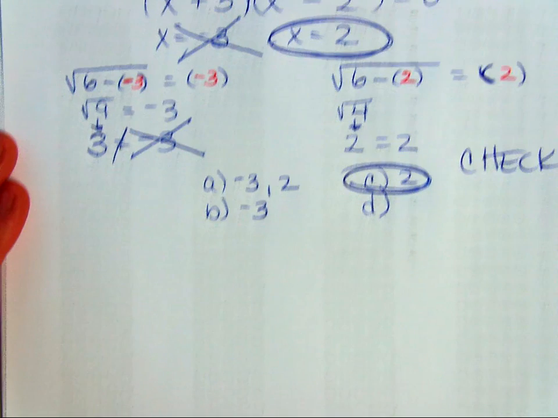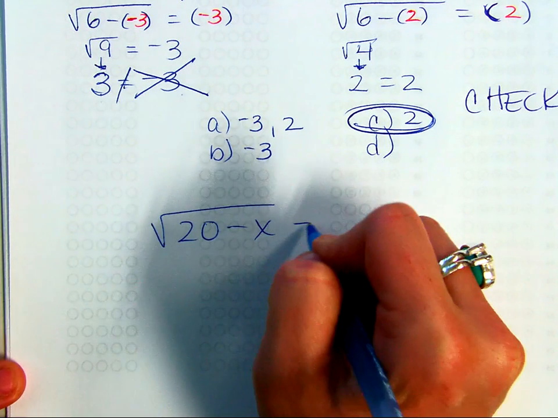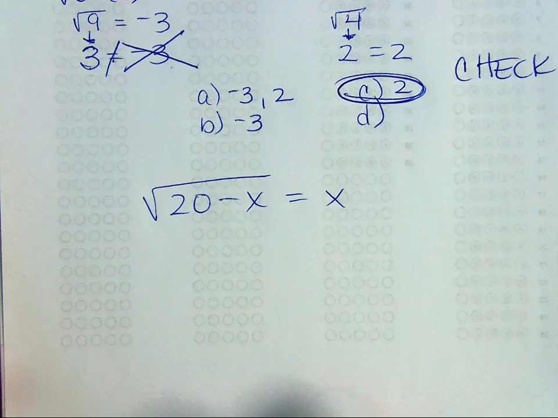So let's try another one. Let's try the square root of 20 minus x equals x. So you go ahead and try that one.